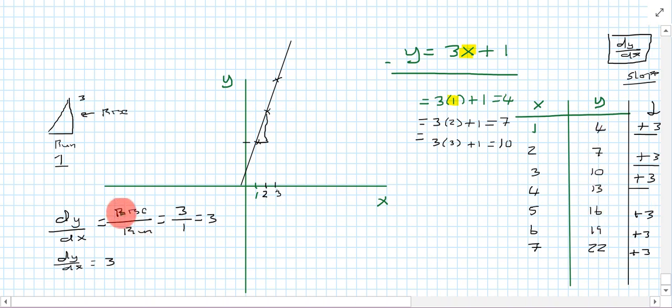So all we have to do is divide these two by each other. Divide the rise by the run, and in this case it's 3 over 1. So therefore the slope, or the rate of change of y in relation to the change in x, is equal to 3. So hopefully that makes sense. So again, this is just the idea of the slope.